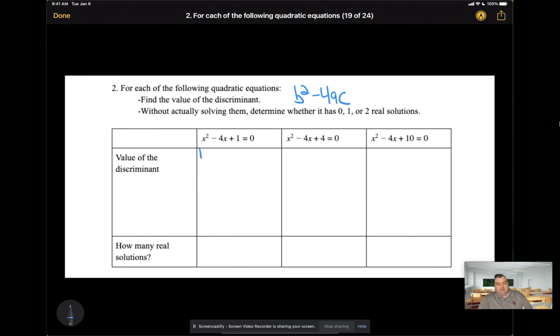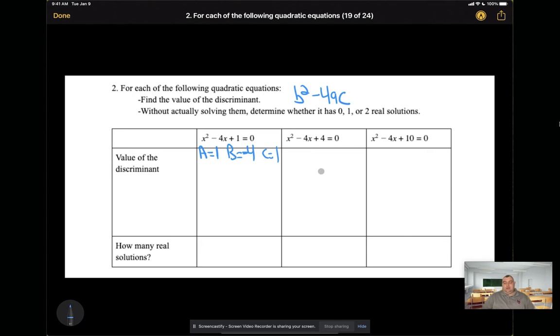So the first thing I'm going to do is go through each of these equations and identify what my a, b, and c are. So a, remember, is the coefficient of the x squared term. So in this case, that's going to be 1. B is the coefficient of the x term. In this case, that's going to be negative 4. And c is the constant term, which in this case is 1.